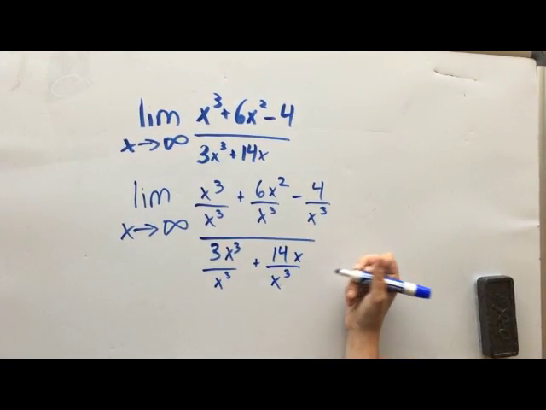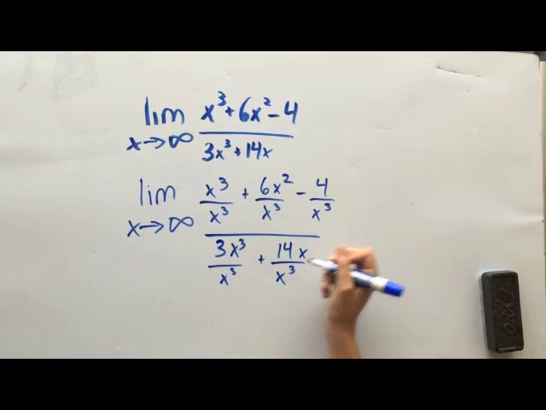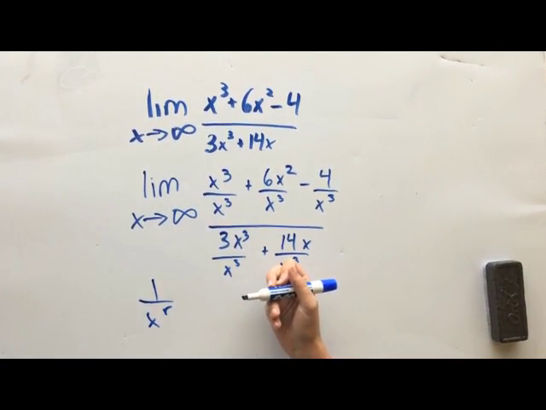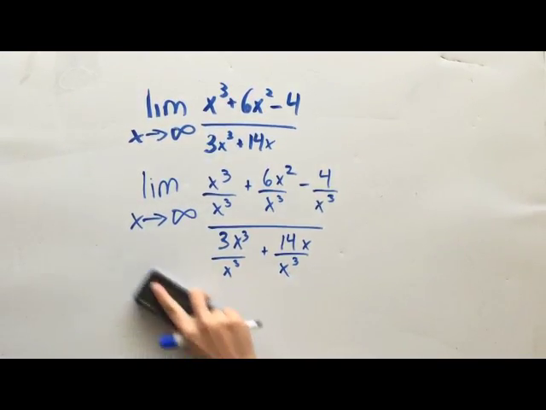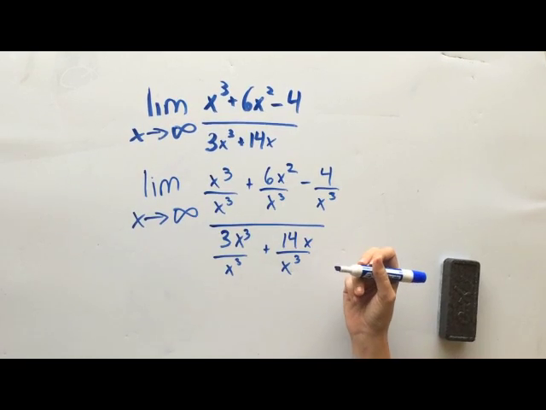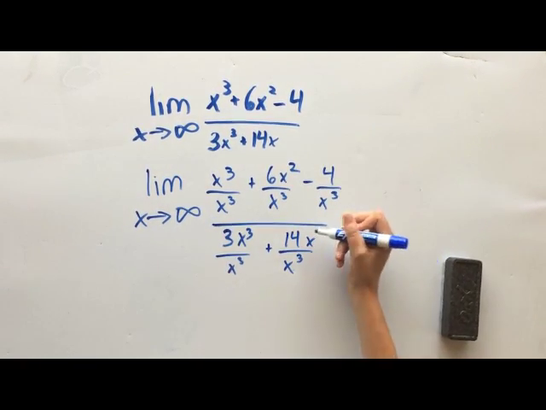So the reason we're dividing by x cubed is because we're trying to get the form 1 over x to the r, because as I explained earlier, it's equal to 0 as x approaches infinity. So now we're going to simplify this.